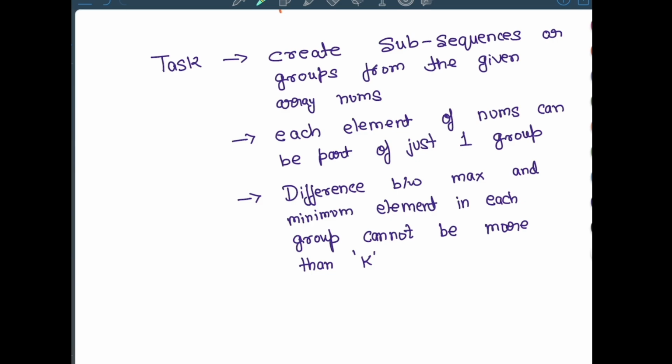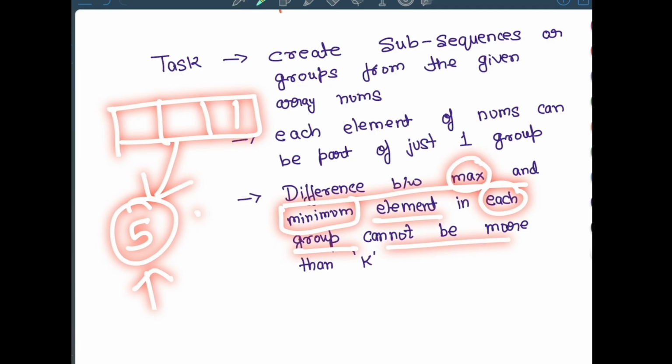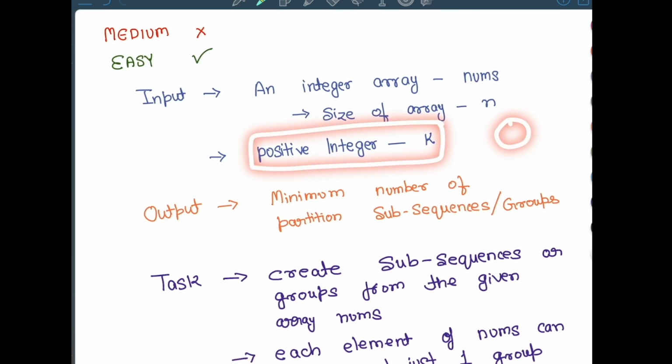And the third condition, which is a very important condition, is that the difference between the max and the minimum element in each of the groups we create cannot be more than k. That is, if you are given an array nums and you want to break it, let's say, into 5 groups, then the difference between the maximum element and the minimum element in each of the 5 groups cannot be more than k. K is given in the input, a positive integer or 0 as well.